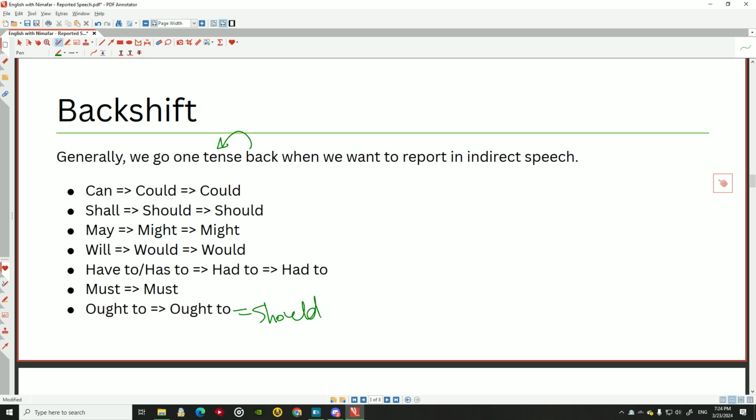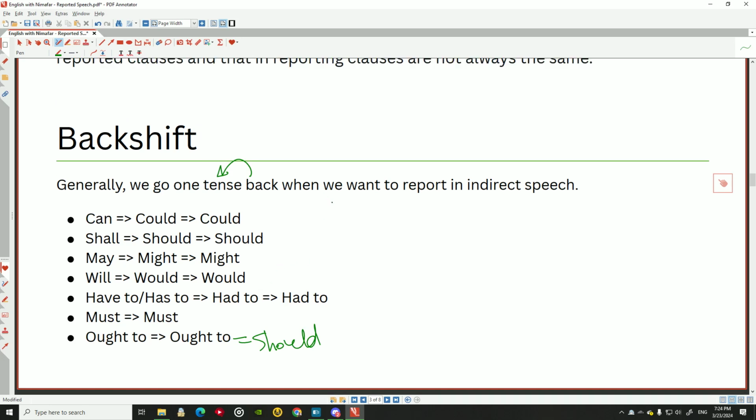Okay, your modal words. What if you have could in the direct sentence? You can't go anywhere backward. Just stay there. If you have could, just say could. If you have should, just say should, because there is nothing further back than that. So could, should, might, had to, and something like that. So these are our modals.